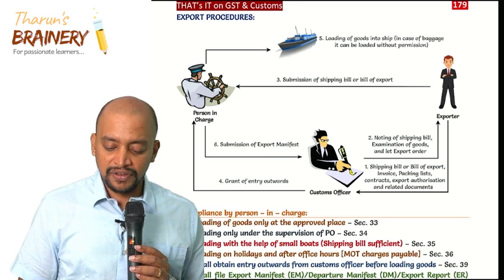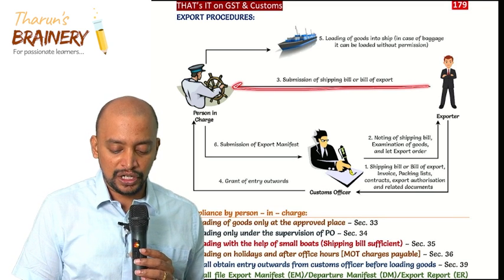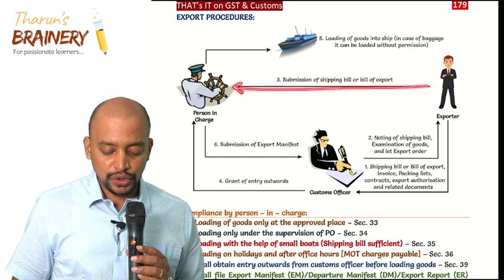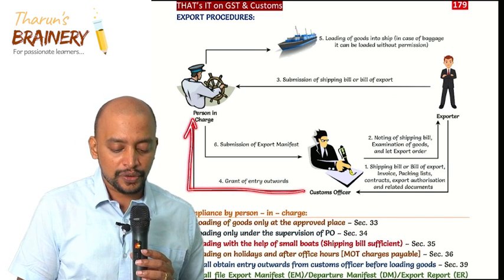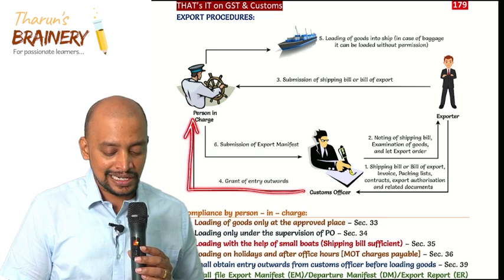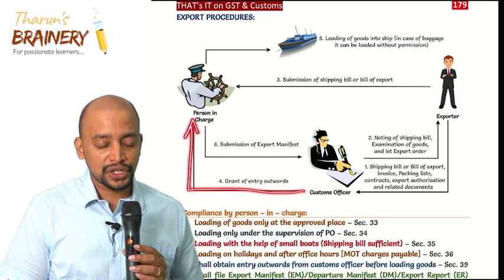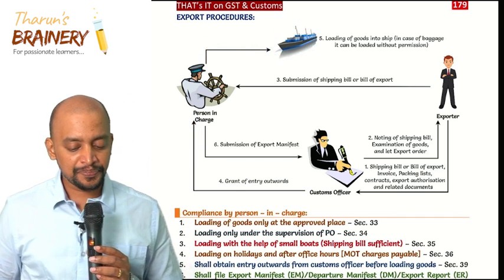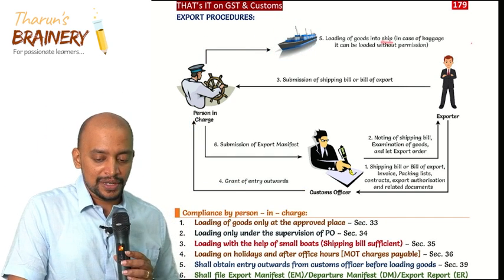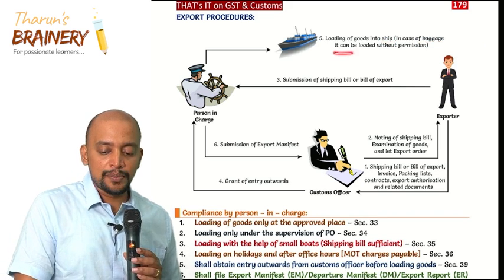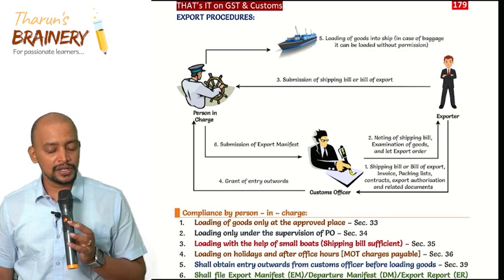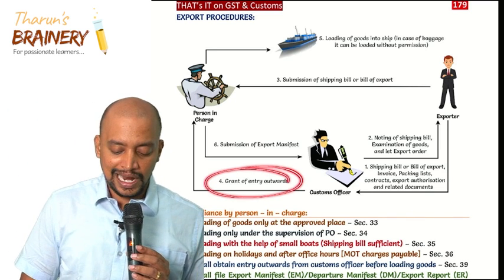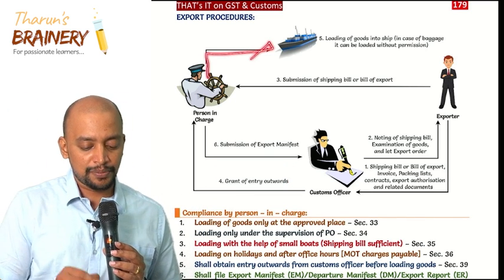Now the exporter will hand over the shipping bill or bill of export to the person in charge. What should the person in charge do? He should obtain the grant of entry outwards to take the ship outside India, and after getting permission, load those goods into the vessel. In case of baggage, it can be loaded without any permission, so directly the goods can be loaded. Otherwise, they need to get a grant of entry outwards, and only then can the goods be loaded.